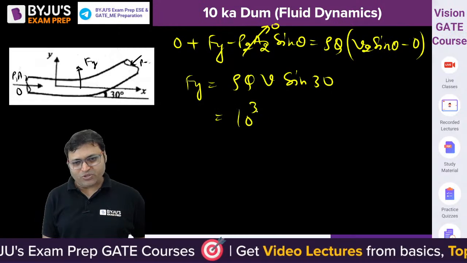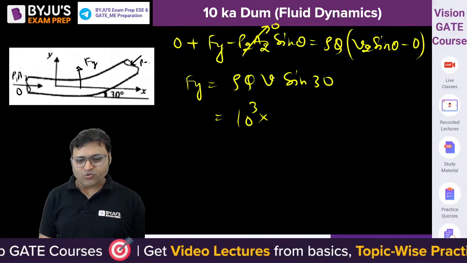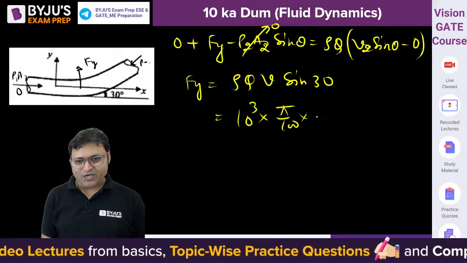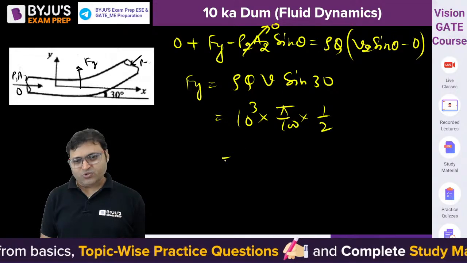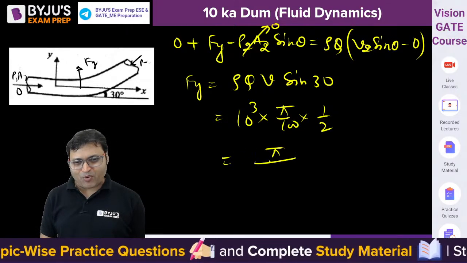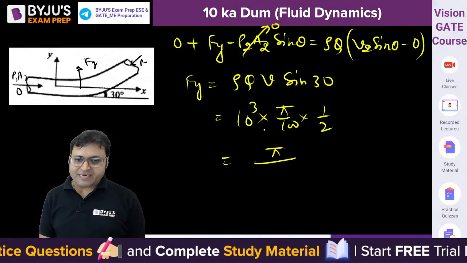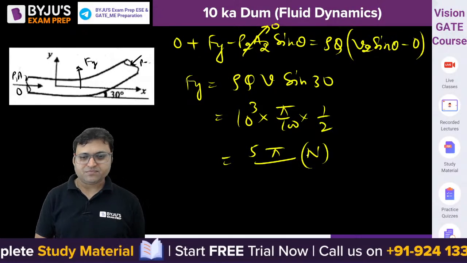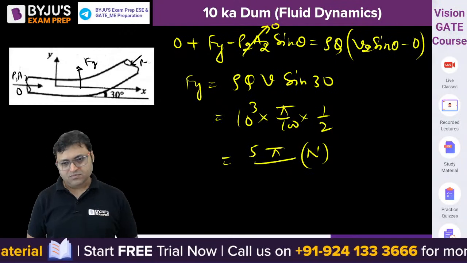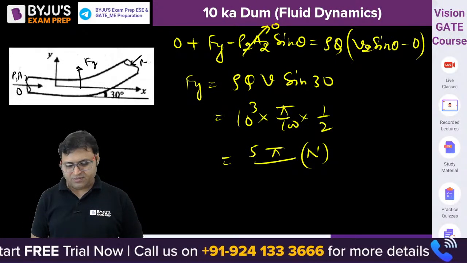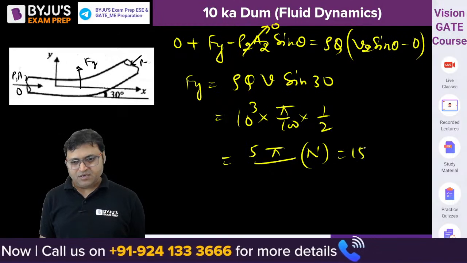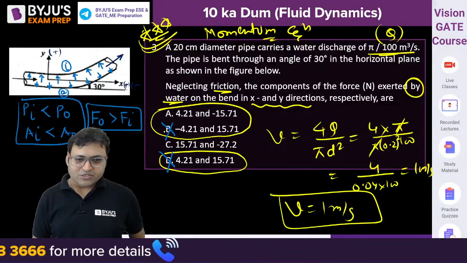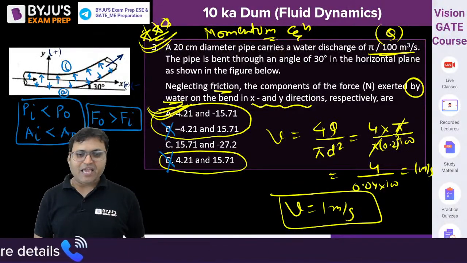So rho is 10 to the power 3 and Q is equal to pi by 100. It will be pi by 100 into 1 into 1 by 2. So it will be 10 pi upon 2, 5 pi Newton. Isn't it 5 pi Newton? The value is 15.7. So that is why A is the correct answer.